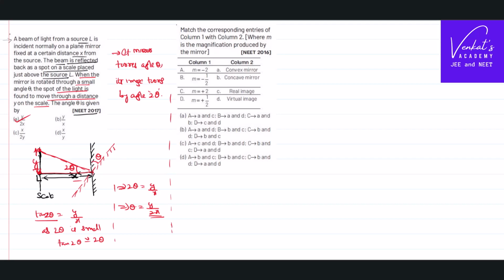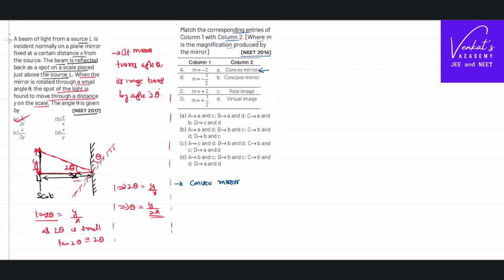Now, let us have a look at this question, NEET 2016 question. Match the corresponding entities of 1 and 2, where M is the magnification produced by a mirror. I will first focus on this convex mirror and tell you what happens with a convex mirror. Let me explain first with a convex mirror. What happens to a convex mirror image?